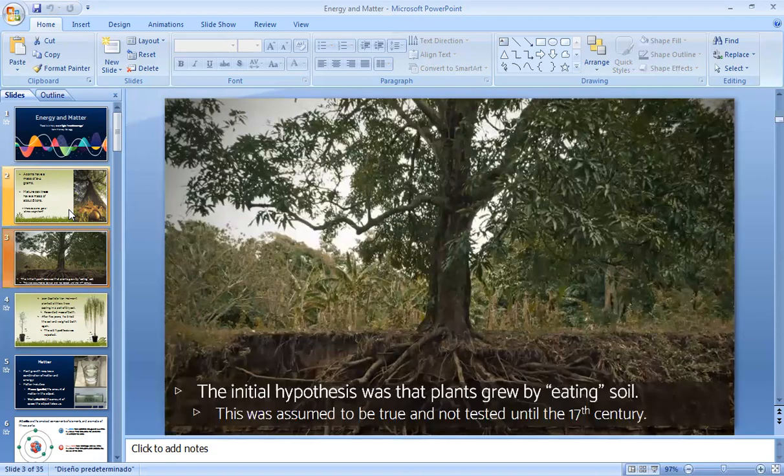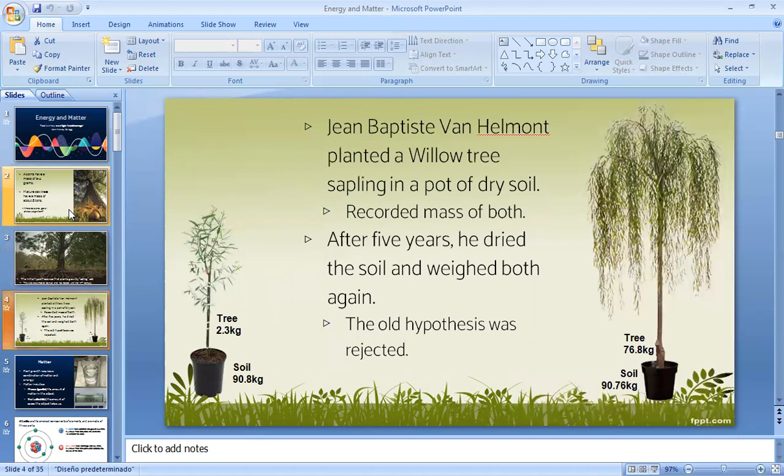The initial hypothesis was that plants grew by eating soil. This was assumed to be true and not tested until the 17th century. Jean-Baptiste van Helmont planted a willow tree sapling in a pot of dry soil and recorded the mass of both. After 5 years, he dried the soil and weighed both again. The old hypothesis was rejected.